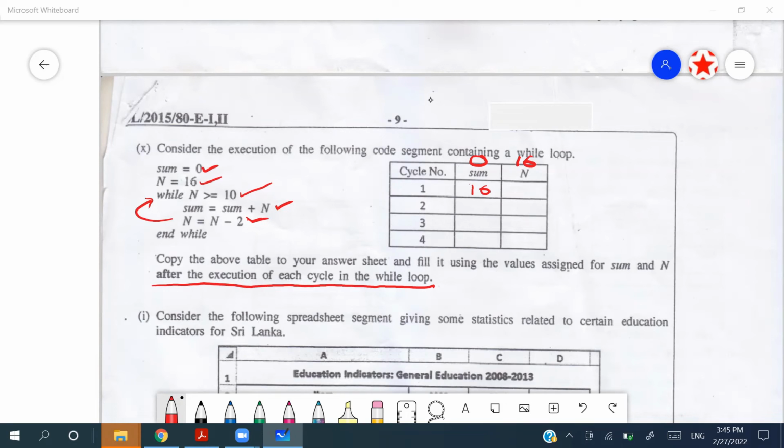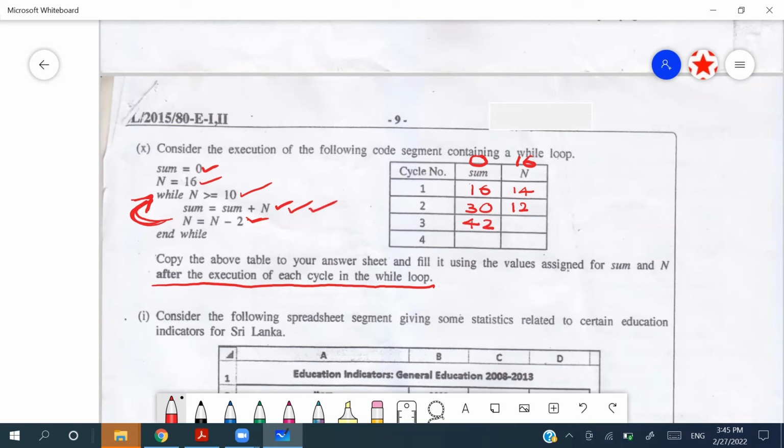Right, let's see. n equals n minus 2, so it becomes 14. It goes back and checks the condition. Still n is larger than 10, so sum equals sum plus n. 16 plus 14 gives you 30. Then n equals n minus 2, 14 minus 2 is 12. It goes up and checks the condition. Still the condition is correct, so sum equals sum plus n again. 30 plus 12 is 42.